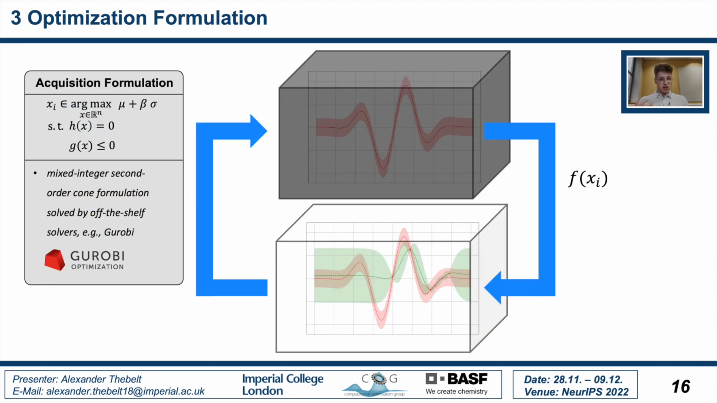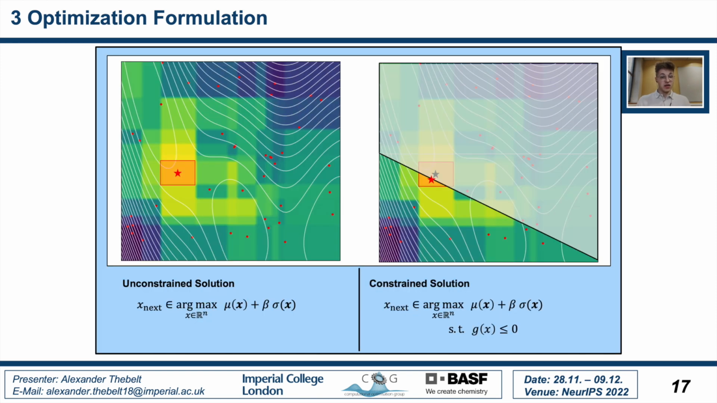And for us, this closes the Bayesian optimization loop and allows us to determine new promising black box function queries. And if we have additional input constraints, we can then just simply add them to the previously defined optimization problem formulation and guarantee that we only get feasible black box function inputs.